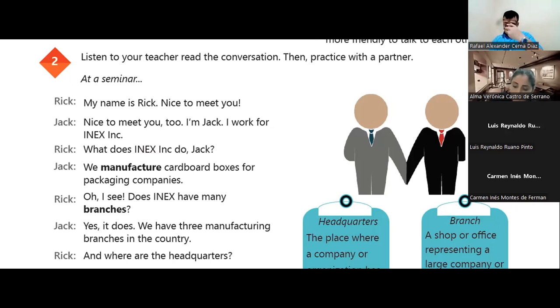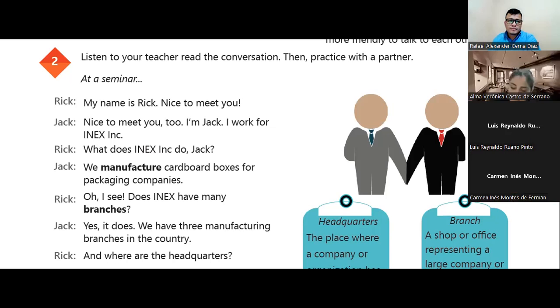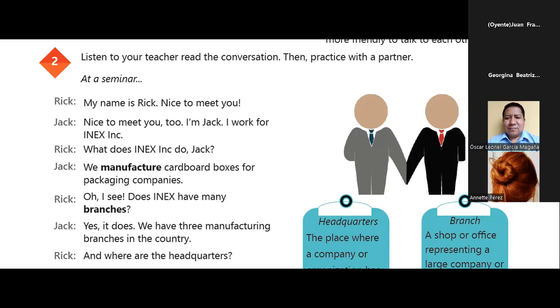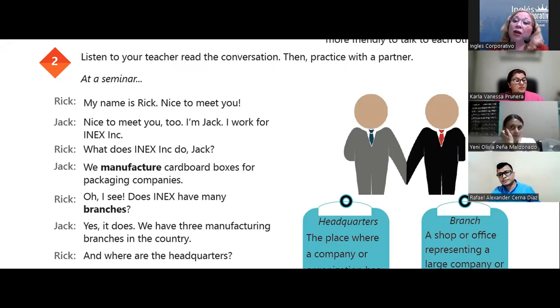Listen to your teacher with the conversation, then practice with a partner. Let's imagine that Rick and Jack are at a seminar. By the way, guys, do you have seminars often in your companies? Do you attend seminars? Yes. Actually, on Friday I have one. Oh, you had one on Friday. Very good. What was it about?